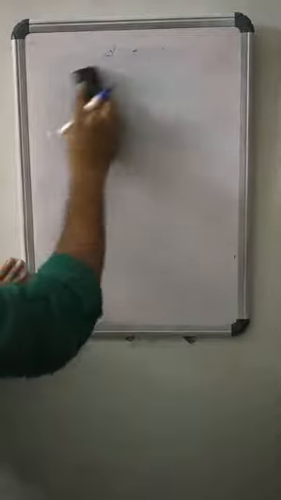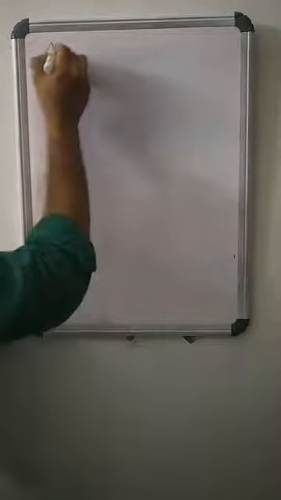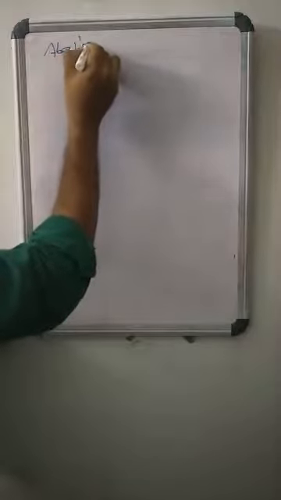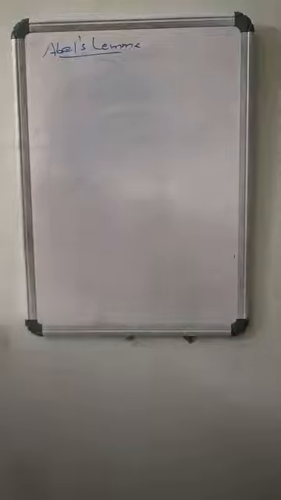So now let us discuss another test for convergence, the partial summation formula. What is the partial summation formula? The partial summation formula is known as Abel's lemma, A-B-E-L apostrophe S. Abel's lemma is nothing but the partial summation formula.